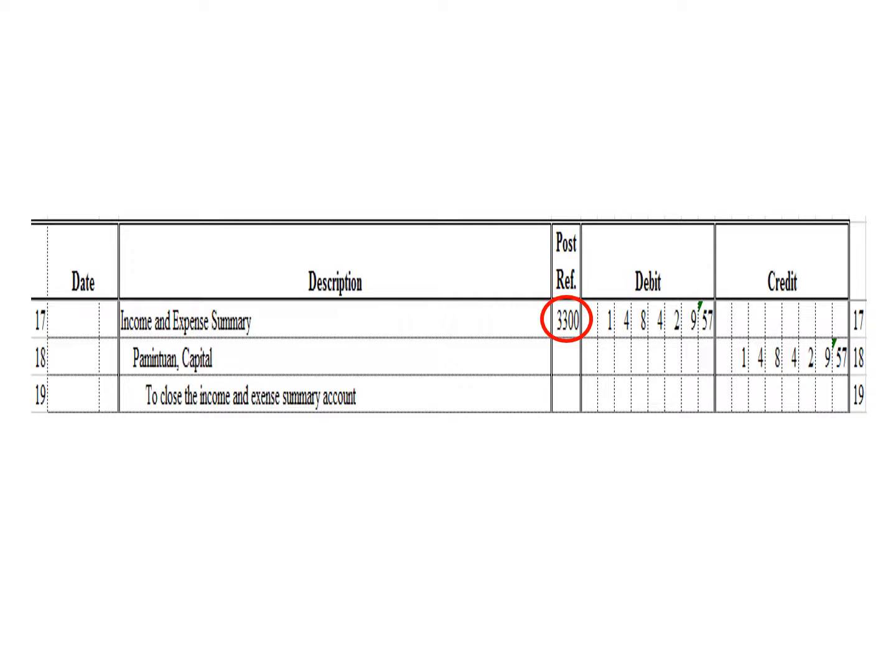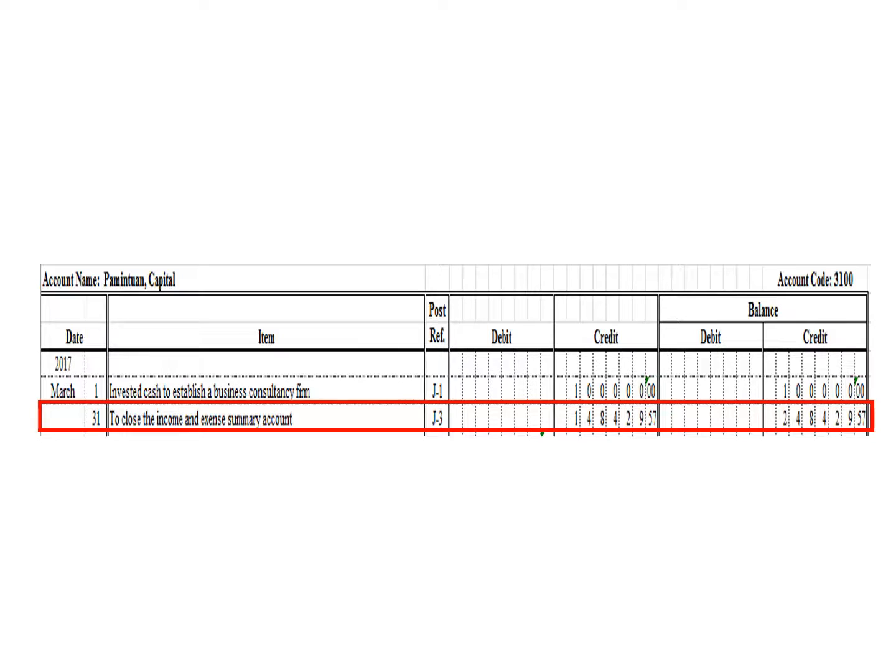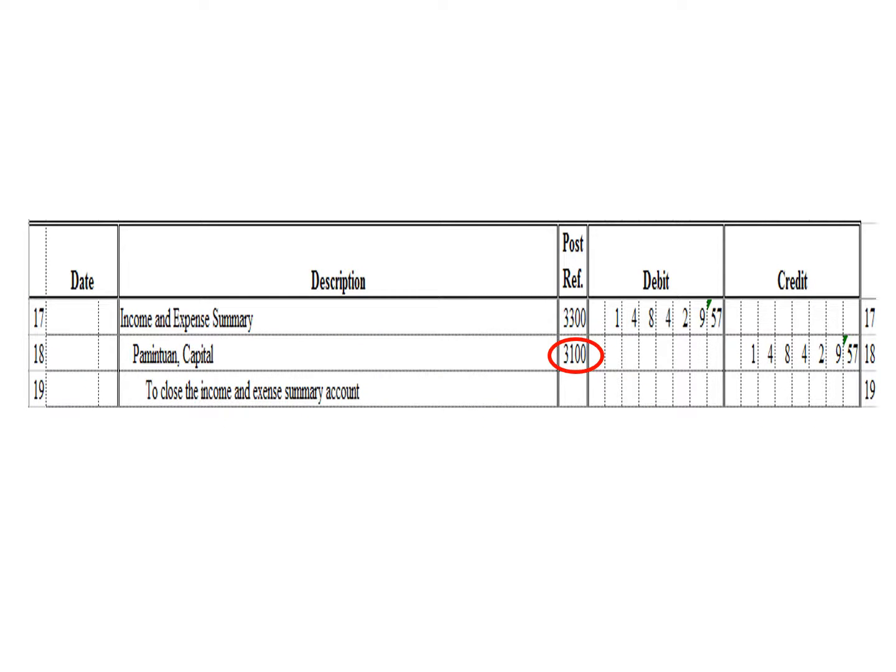Let us post the credit entry. In the Pamintuan Capital account, write the date, 31. Write the description to close the income and expense summary account. Posting reference, J3. Under the credit column, write the amount, 148,429 pesos and 57 cents. In the balance section under the credit column, write the amount, 248,429 pesos and 57 cents. After posting the credit entry, write the posting reference, 3100, the account code for Pamintuan Capital.